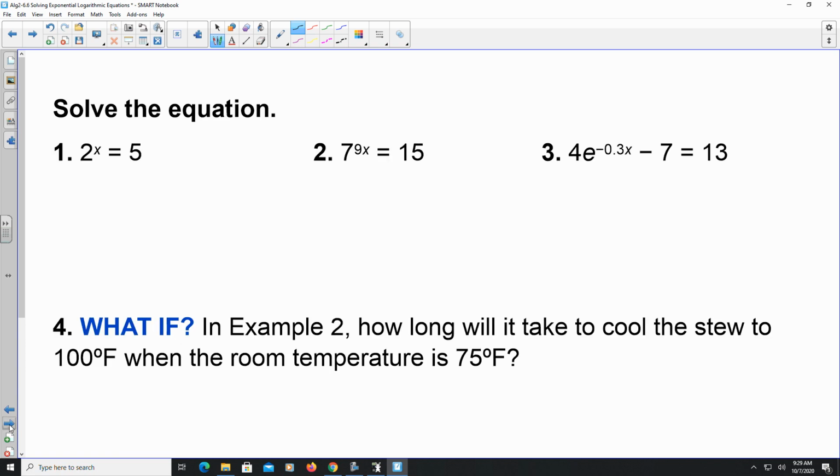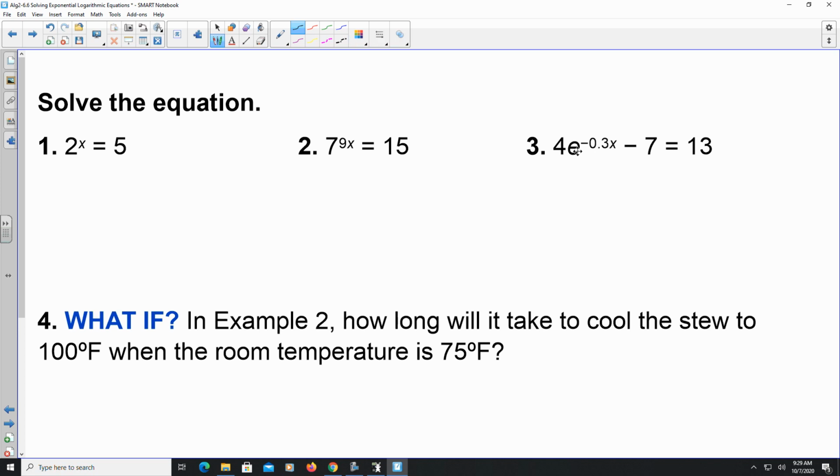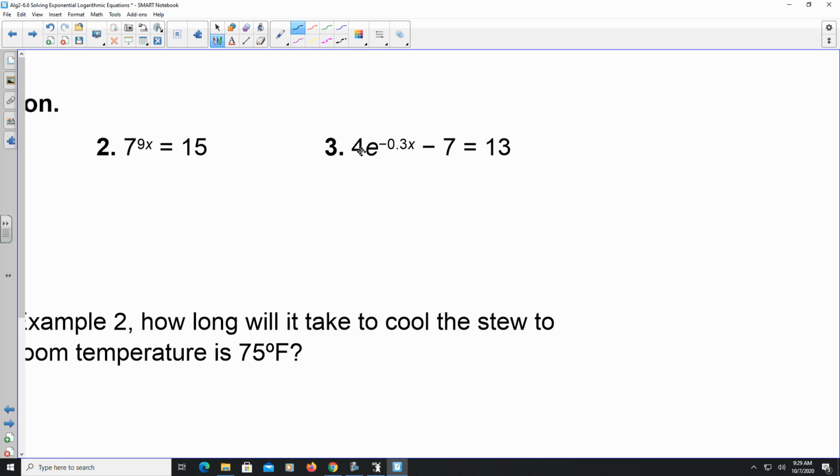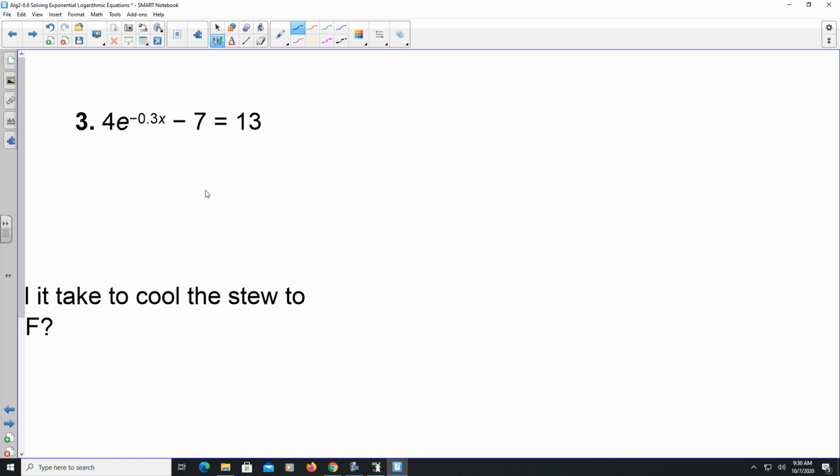All right, let's take a look at number 3. Number 3 looks like a problem that I would assume you may not know how to solve right away, just because one, it has Euler's number, the natural base.